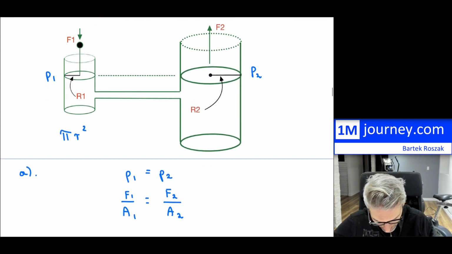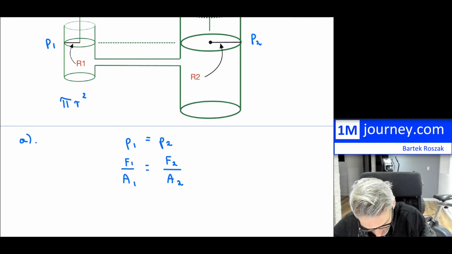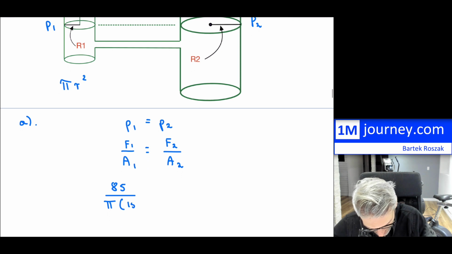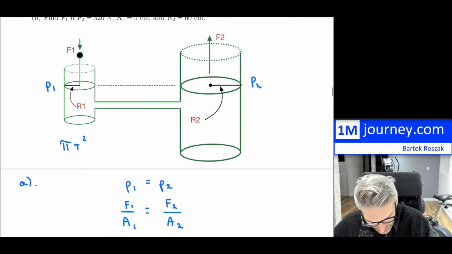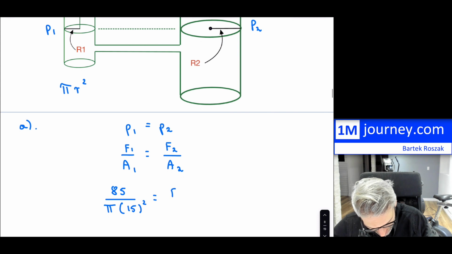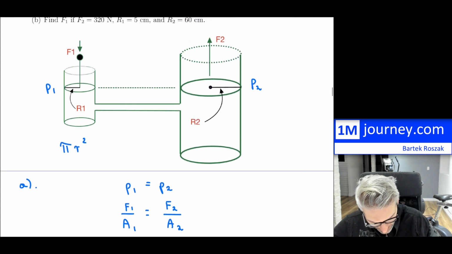Okay, so if we plug all of this in here, this is going to be 85 newtons. It's already in metric standard units, so this is going to be pi. Now my r for the first one is 15 centimeters, so it's going to be 15 centimeters squared, is equal to the F2, which is what we're trying to find. I don't know what that is exactly, but I do know that this is pi, and then this is, I guess, 60 squared. All right, so we have that.